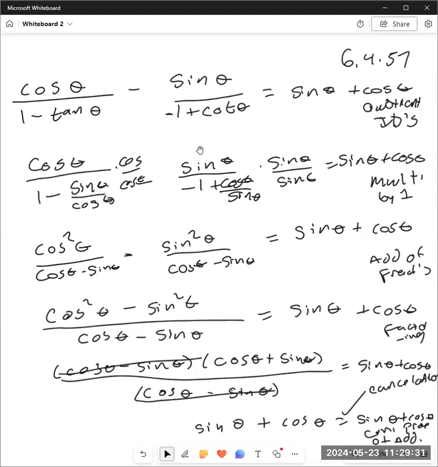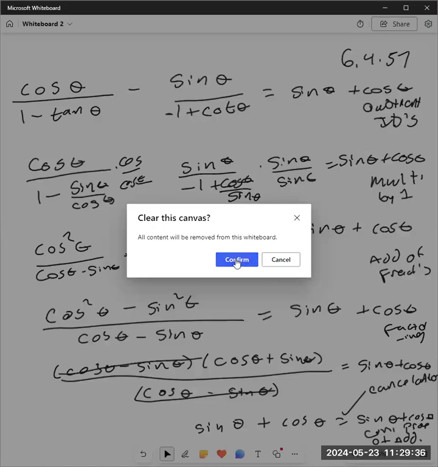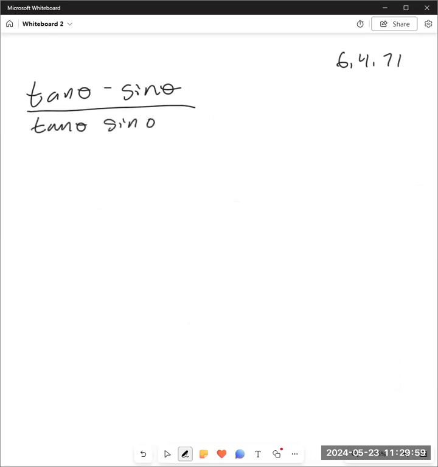Now let's look at the seventh problem for this lesson. It is going to be based off of 6.4.71. And we have (tan theta minus sine theta) over (tan theta sine theta) is equal to cosecant theta minus cotangent theta.